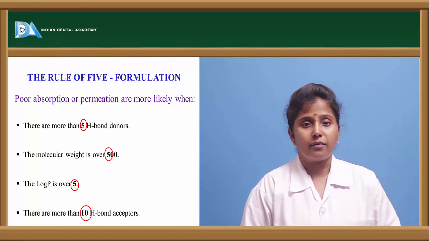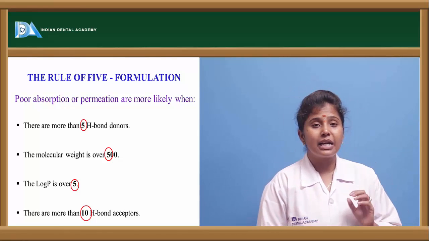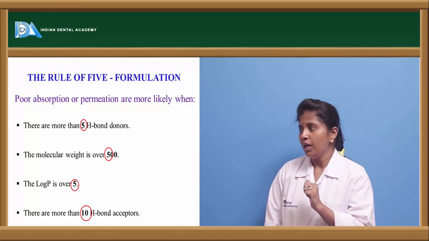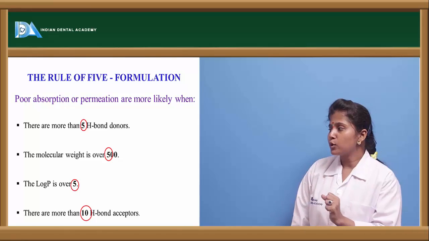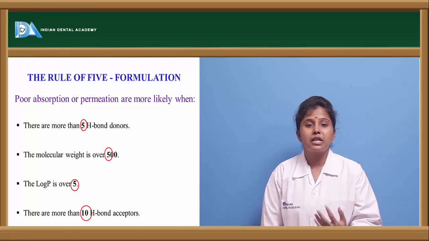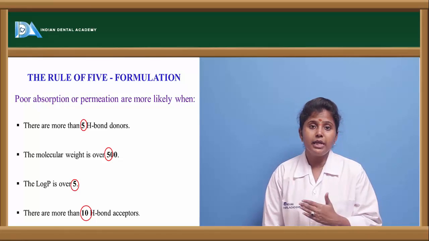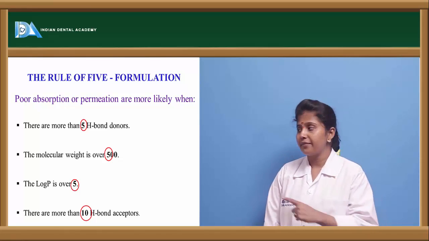The rule of 5. While formulating, we have to follow the rule of 5. So what is this rule of 5? Here, poor absorption or permeation: if the drug has poor absorption, or is not properly permeated through the plasma membrane, what are the defects it has?